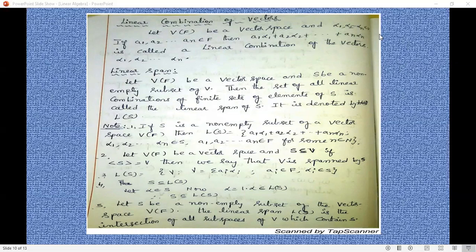What is linear span? Let V of F be a vector space and S be a non-empty subset of V. Then the set of all linear combinations of finite sets of elements of S is called the linear span of S, and it is denoted by L of S. Listen carefully to the note: if S is a non-empty subset of a vector space V of F, then L of S equals A1 alpha 1 plus A2 alpha 2 plus so on An alpha n, where alpha 1, alpha 2, so on alpha n belong to S, and A1, A2, so on An belong to F.